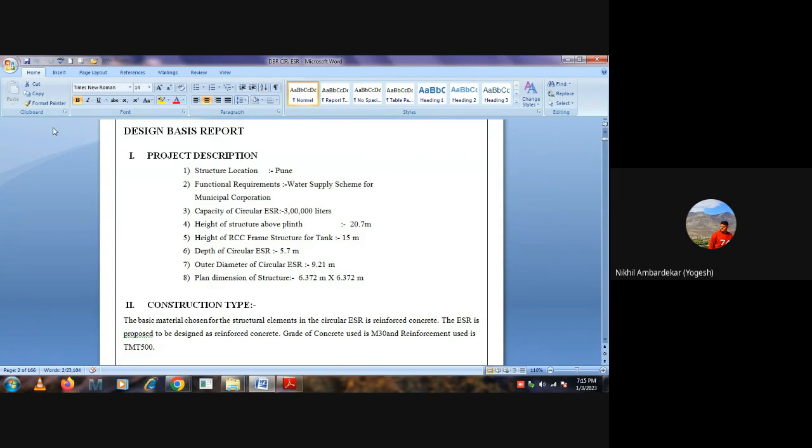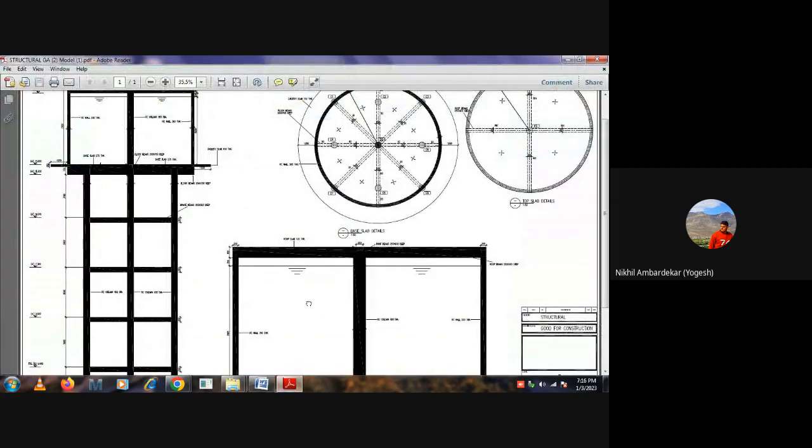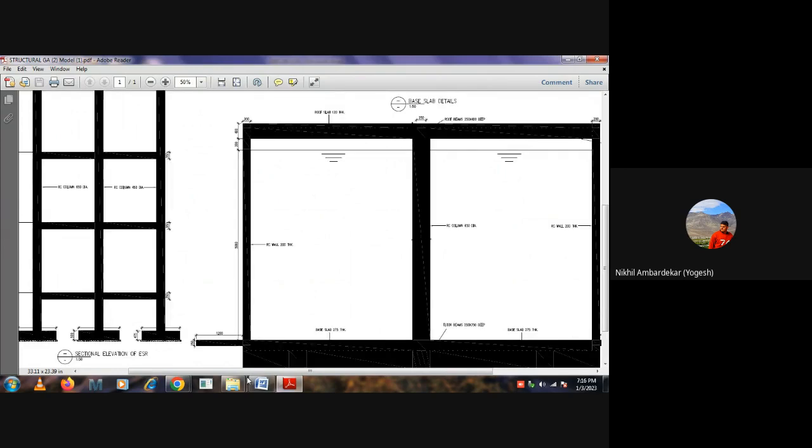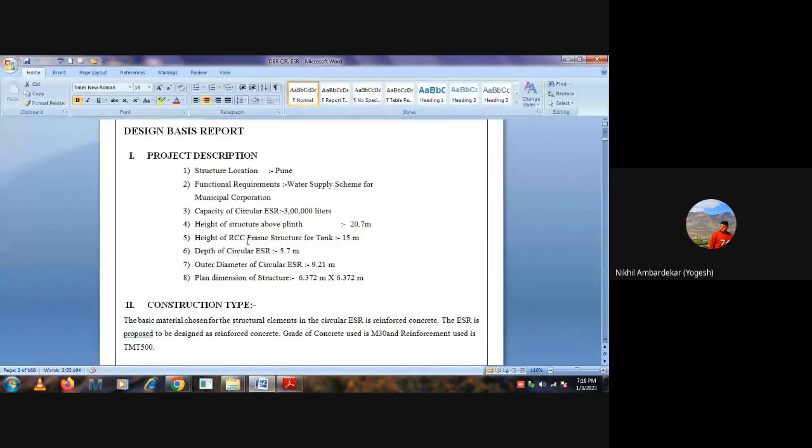Height of the RCC frame structure for tank is somewhere around 15 meter. Depth of the circular ESR 5.7. If you go to the plan, this is the total 5 meter. 5.3 plus 0.4, that is 5.7. Okay, depth of the circular ESR, that is 5.7. Outer diameter of the circular tank is 9.21.